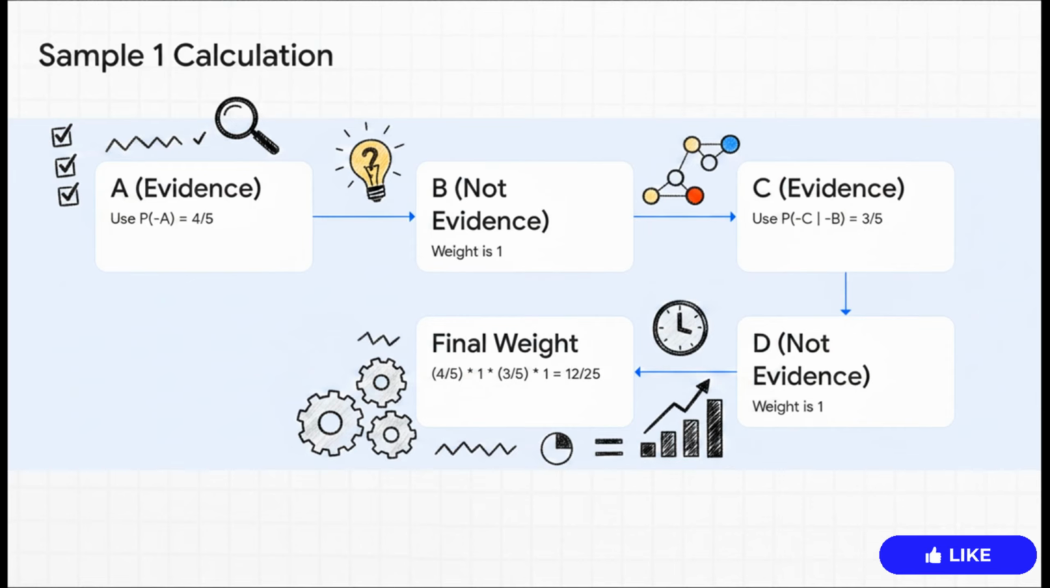Okay, on to C. Is it evidence? Yes, it is. The sample says negative C, and its parent, B, is negative. So we look up the probability of negative C given negative B, which is 3/5. And finally, D. Not evidence, so it also gets a weight of 1.